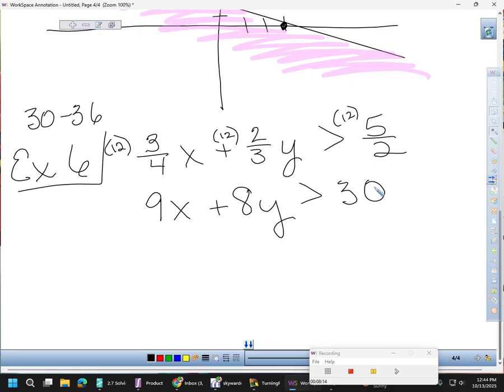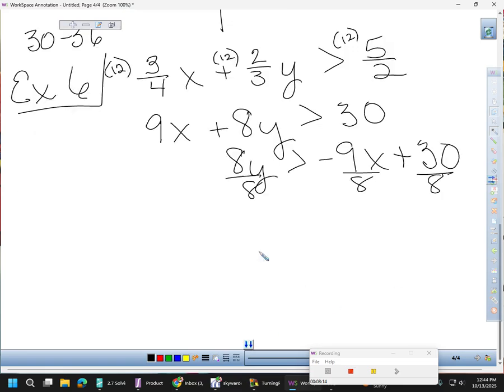All right, sounds good to me. So the first thing we're going to do is subtract our 9x to the other side. So we have 8y is greater than negative 9x plus 30. Divide everything by 8. We get y is greater than negative 9 over 8x plus, this comes out to be 15 over 4.